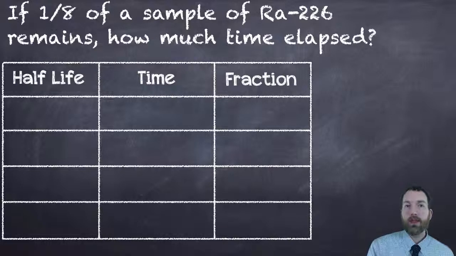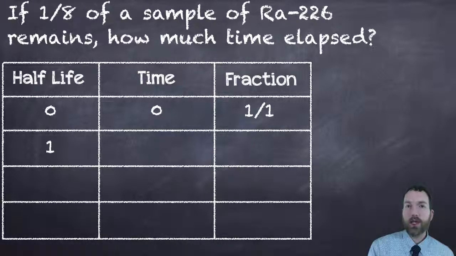Okay, so sometimes I'll ask you about fractions. If 1/8 of a sample of radium-226 remains, how much time has passed? So remember, as always, we start with 0 half-lives, no time has gone by, and I'm going to have 100% of my sample, or if we're doing it in fractions, 1 out of 1. Okay, after the first half-life, I need to figure out how much time has gone past.